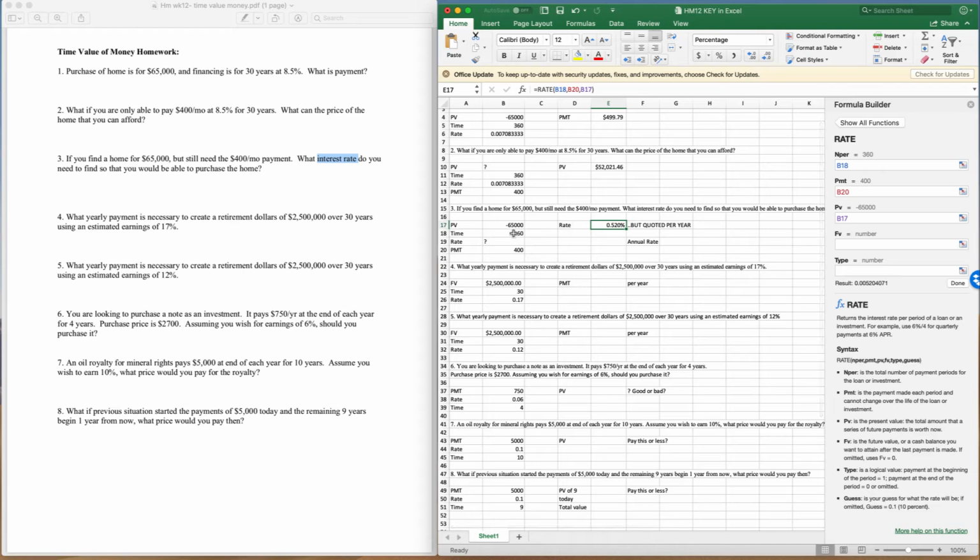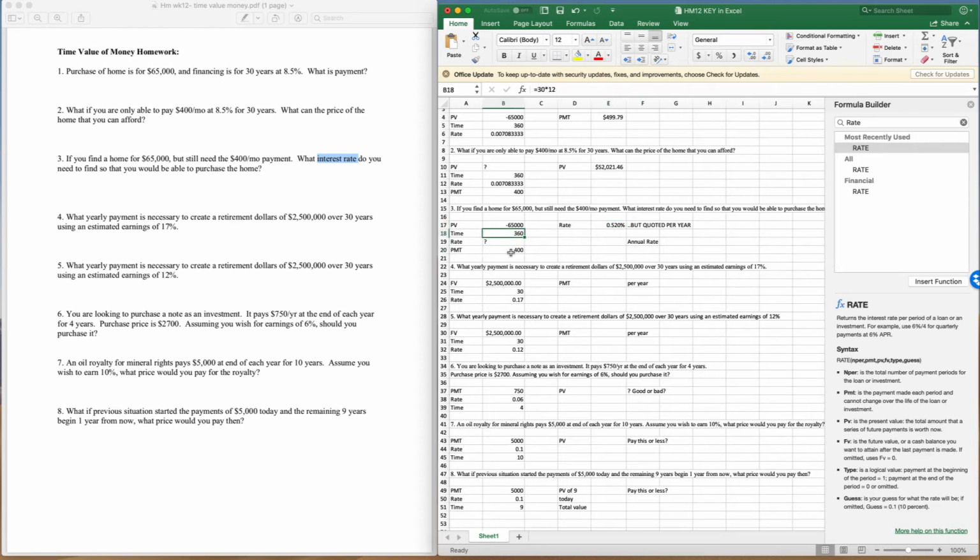However, this rate is based on paying every month. So it's not really the rate we need. Actually, that's a payment per month. There's 12 of those in a year, so I put in equals my answer times 12, that's really 6.24%.